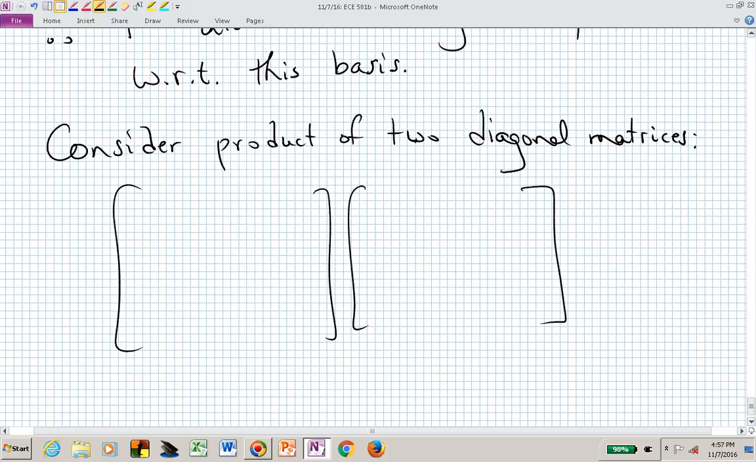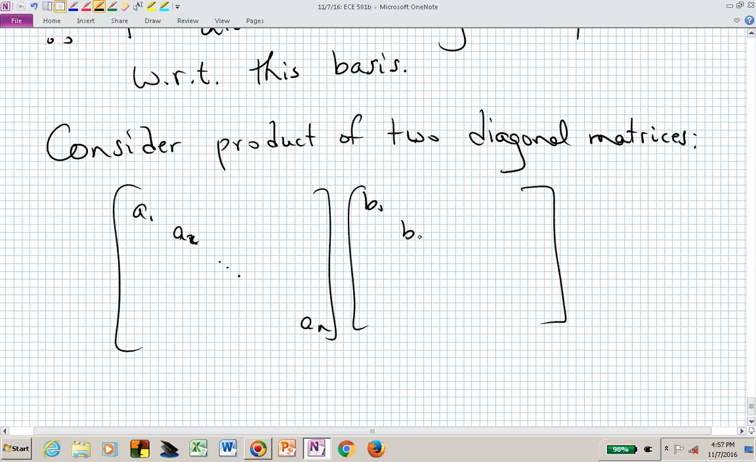Now I'm definitely assuming that we're late on a Monday afternoon. This shouldn't be hard to do. We're just going to multiply two diagonal matrices. So now it's just going to be the product of the entries on the diagonal, isn't it?